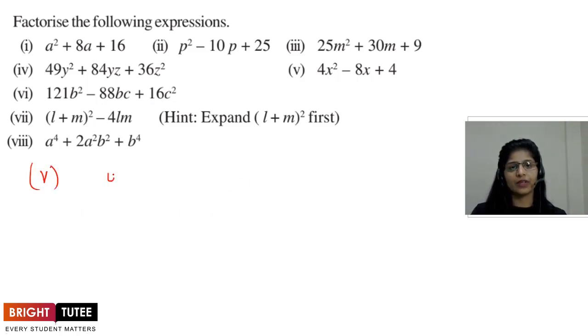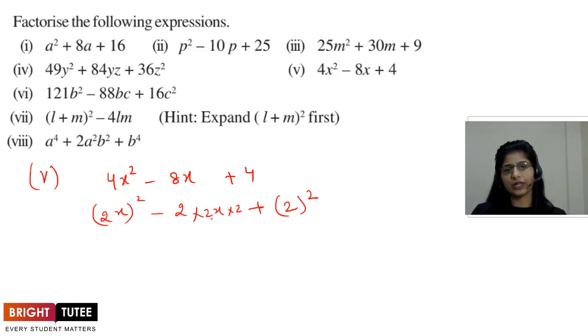In the fifth part, we're given 4x square minus 8x plus 4. Just see, 4x square is the square of 2x, and with the minus sign here, 4 is the square of 2, right? And 2 into 2x into 2, does it give us 8x? Yes, it gives 8x, minus 8x. So it is the identity for a square minus 2ab plus b square, that is a minus b whole square. So 2x minus 2 whole square.